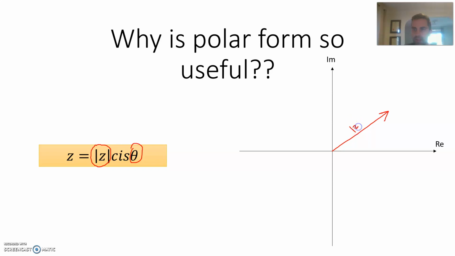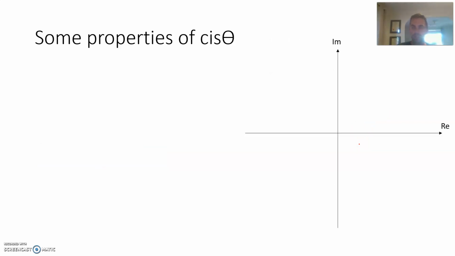The length of that arrow is the modulus of z, and then the angle from the positive real axis tells us that value theta. So first of all, there's a few properties of cis theta which are really handy, and there is a proof for this in your textbook. I'm not going to go into the proof in the video, but I'm just going to show you what the properties are and then why they're useful.